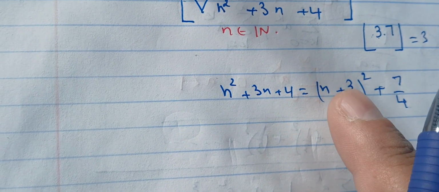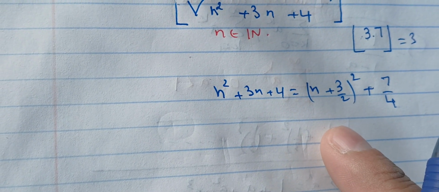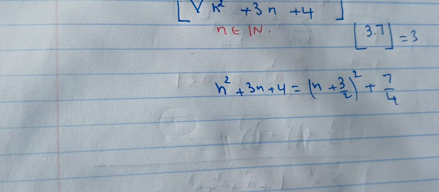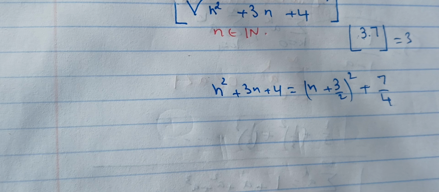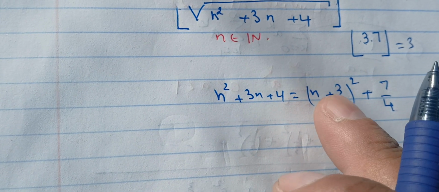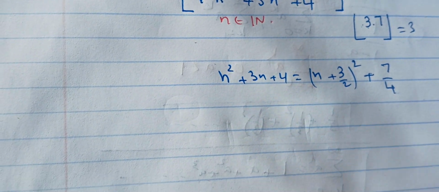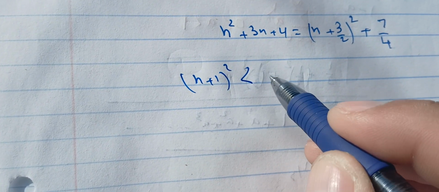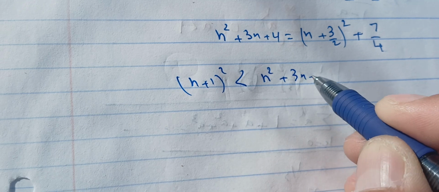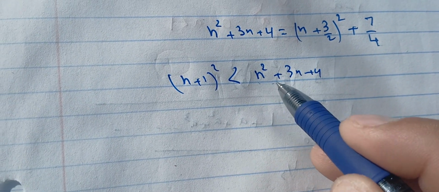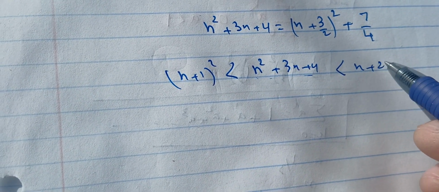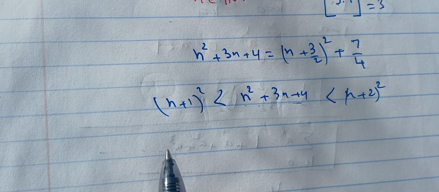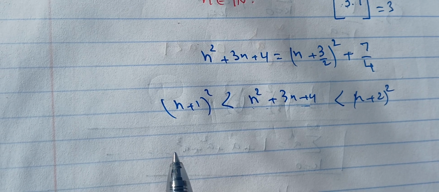Now we note that n plus 3 over 2 is bigger than n plus 1. We can do that by noting that n plus 1 squared is less than n squared plus 3n plus 4, but this one is also less than n plus 2 squared. To do that, we have to verify all these ideas.